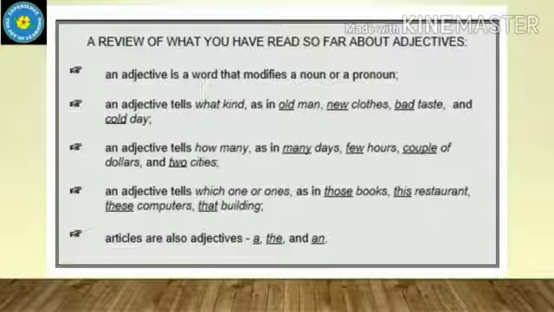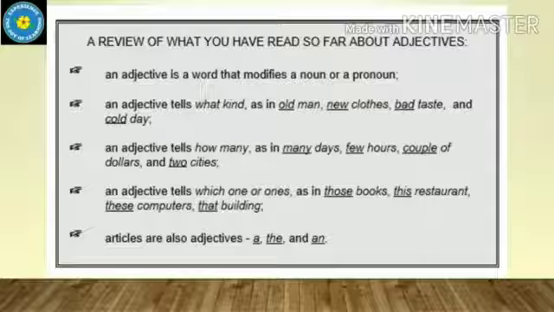Okay, look at the examples given here. An adjective is a word that modifies a noun or a pronoun. An adjective can tell what kind. For example, if I say clothes, I can say new clothes. And days, I can say many days, few hours. So the underlined words are all adjectives.